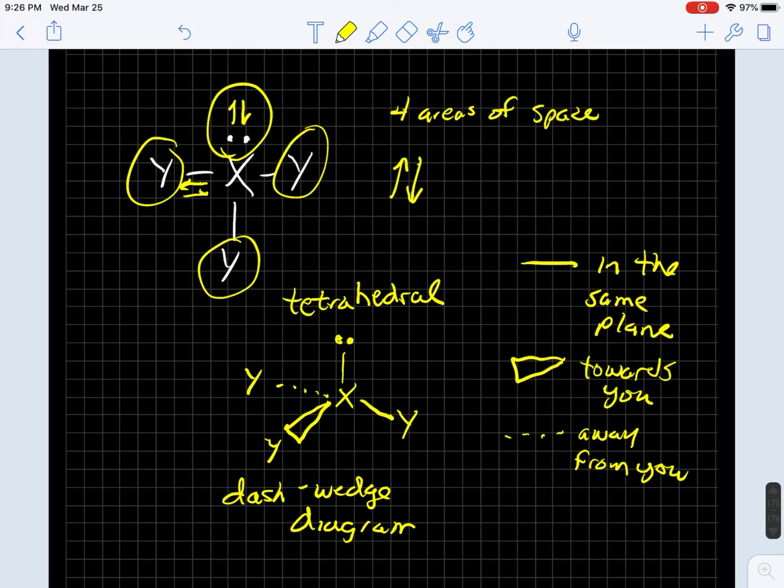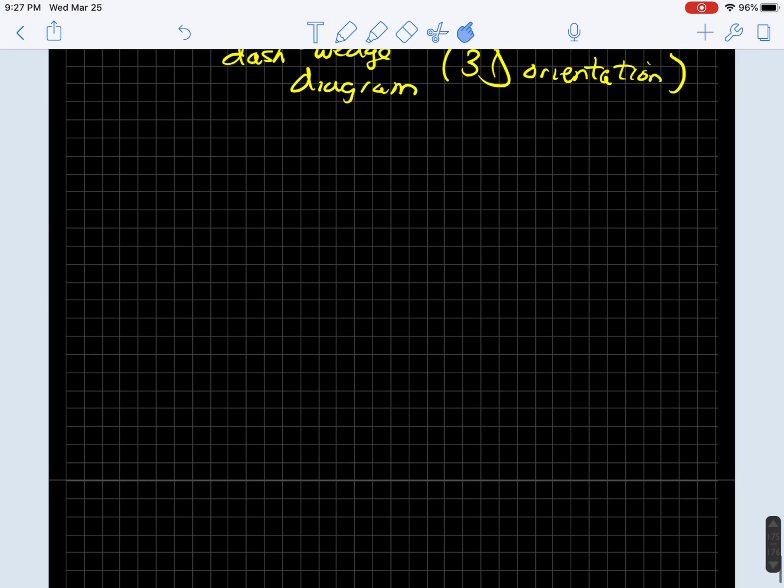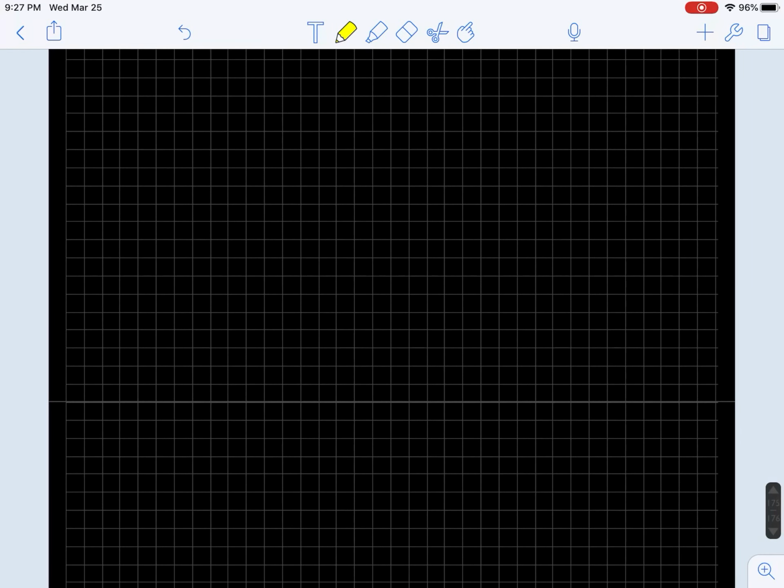And what a dash wedge diagram does is it shows 3-dimensional orientation. In other words, how they're spaced from each other. Now, Lewis structures don't show 3-dimensional orientation, but we can use them to predict 3-dimensional orientation. The best way to spread 4 things out around a central atom is into the 4 corners of a tetrahedron. So we would say that particular one falls into the tetrahedral family of shape.